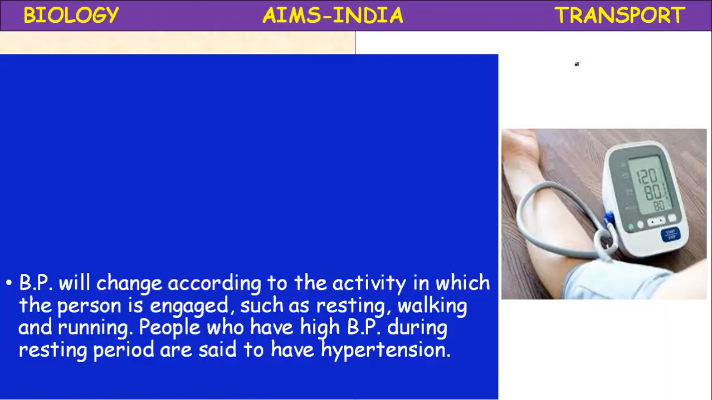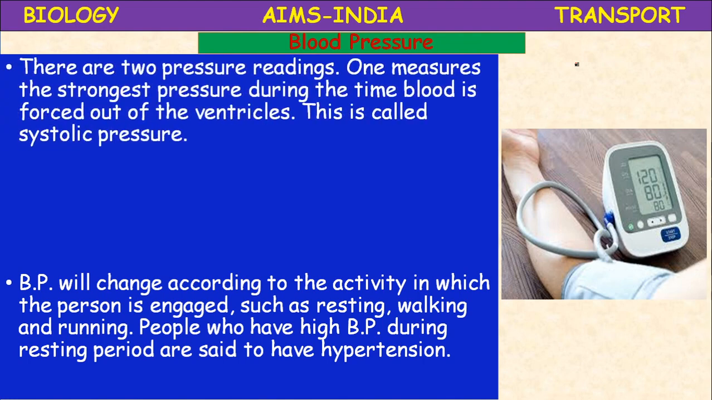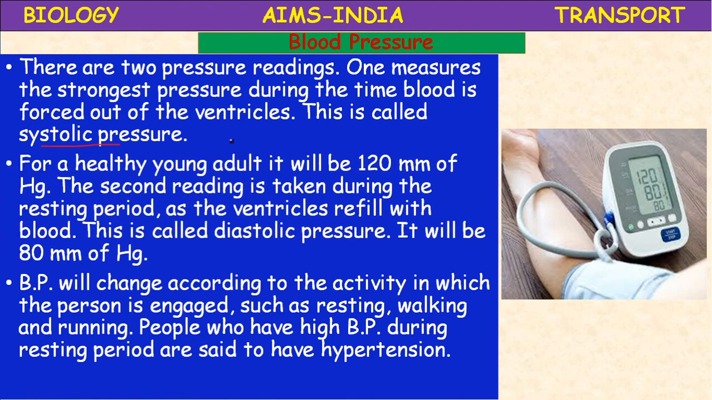Here it is mentioned in the image, 120/80. There are two pressure readings. One measures the strongest pressure during the time blood is forced out of the ventricles. This is called systolic pressure. It means as soon as the ventricles contract, the blood moves with high speed into the arteries. So, it is called the systolic pressure. And for a healthy young adult, it will be 120 mm of Hg.